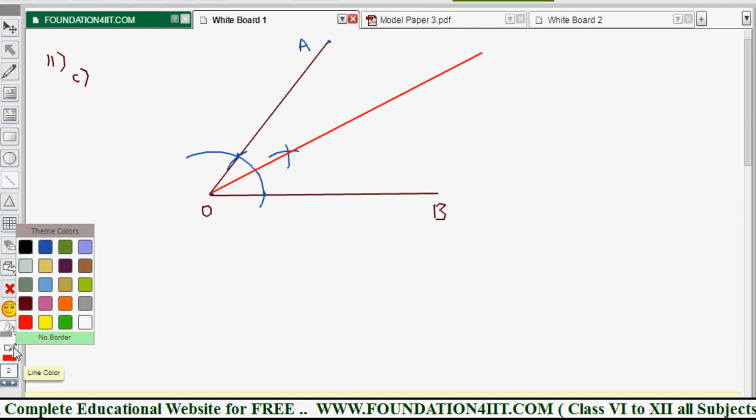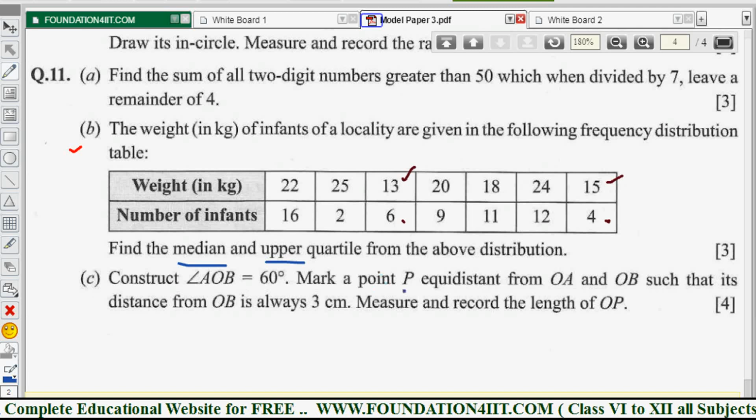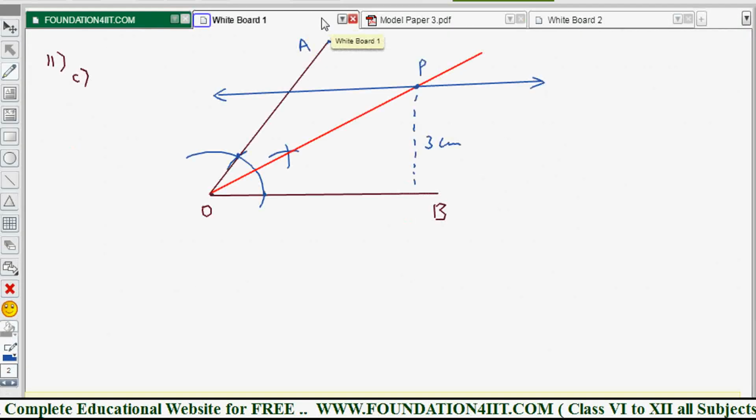So you know how to construct parallel lines. Based on that, just draw a parallel line to OB. This is the parallel line to OB, at a distance of 3 units. Now from here to point P, this is the distance of 3 centimeters. So this is the point P now. Then as per the question, mark the point P which is equidistant from OA and OB and 3 centimeters from OB also, and measure and record the length of OP.